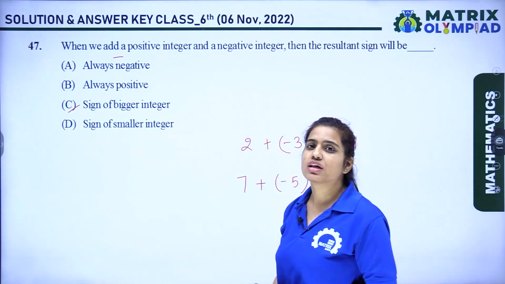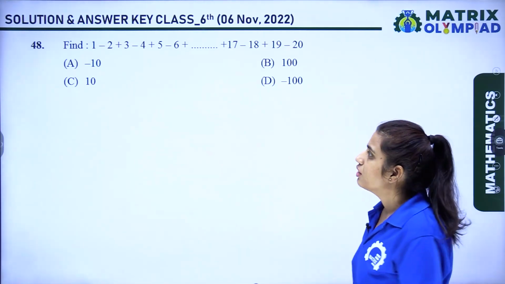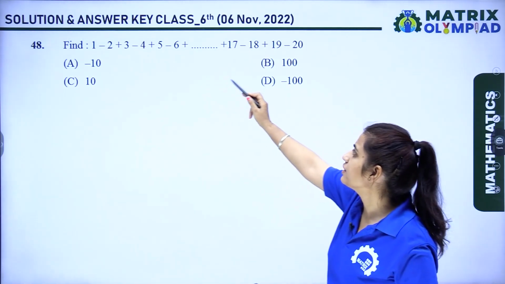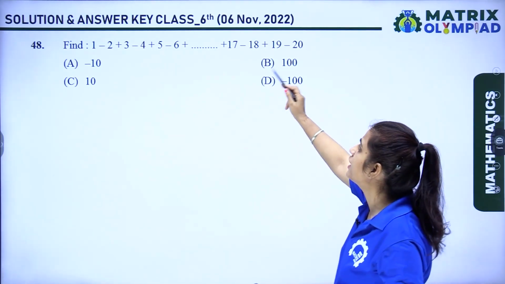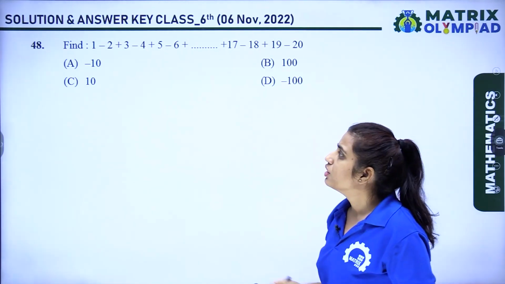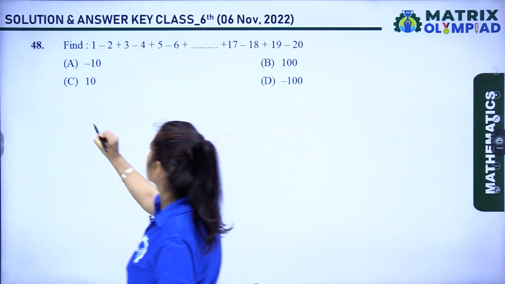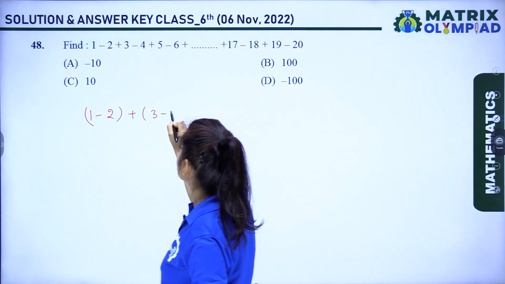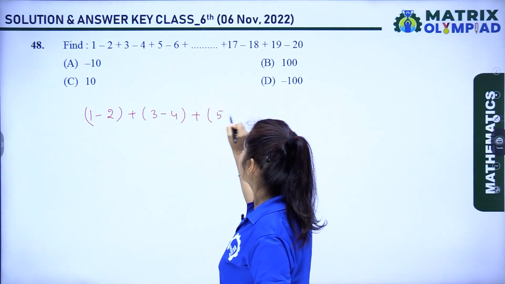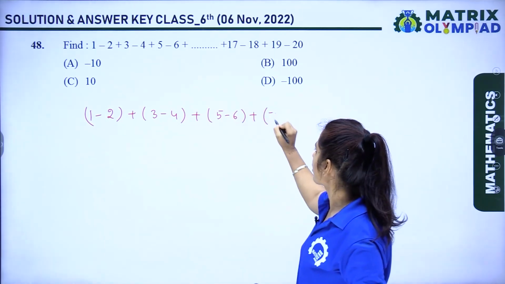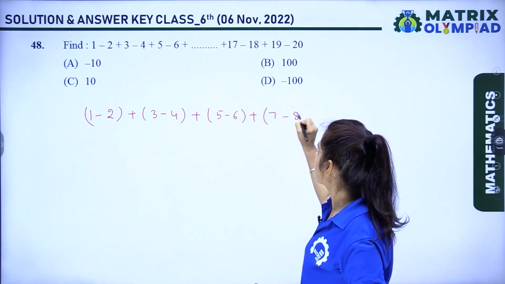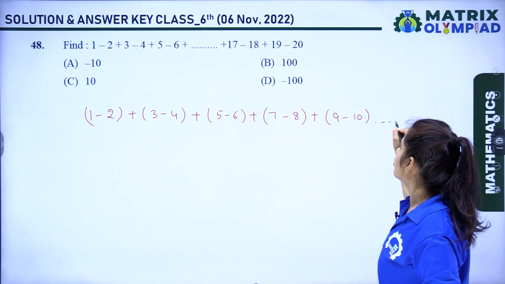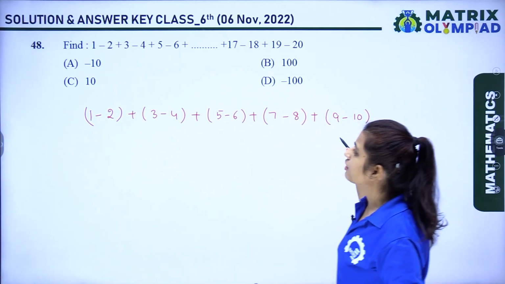Now let's begin with the next question. Question number 48 is find 1 minus 2 plus 3 minus 4 plus 5 minus 6 plus dash dash dash plus 17 minus 18 plus 19 minus 20. We have to find the value of this. So let's begin with the calculation. 1 minus 2 plus 3 minus 4 plus 5 minus 6 plus 7 minus 8 plus 9 minus 10 and so on. We will make the groups.